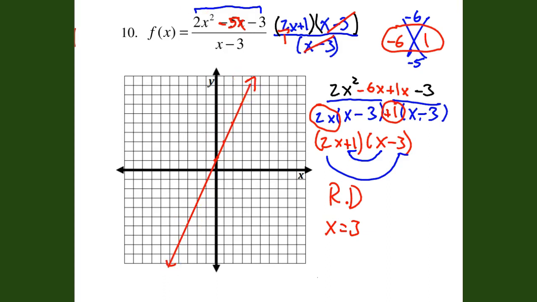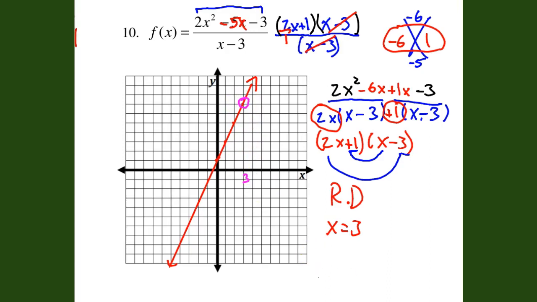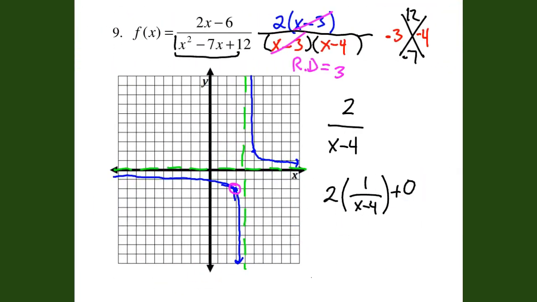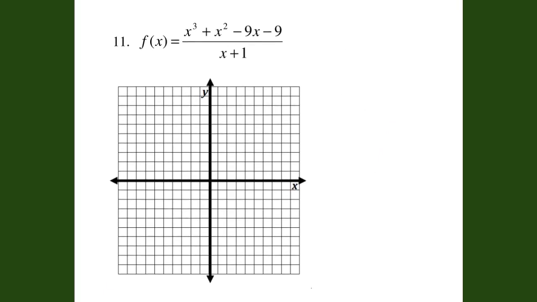And the removable is at 3. Go 1, 2, here's 3, so right there. All right, let's wrap up the last 2 here.